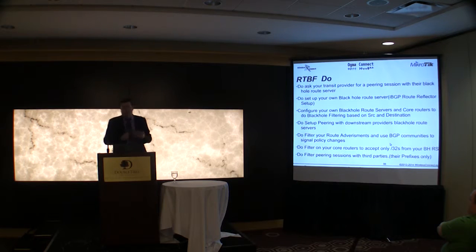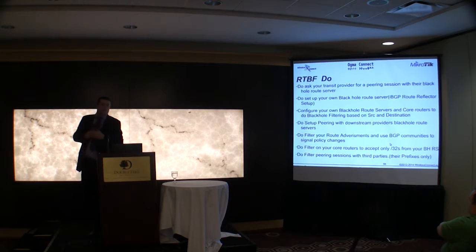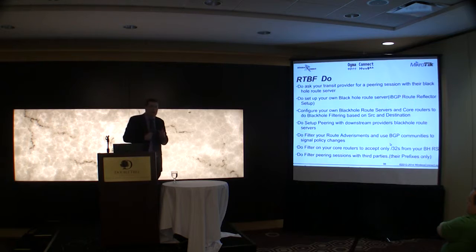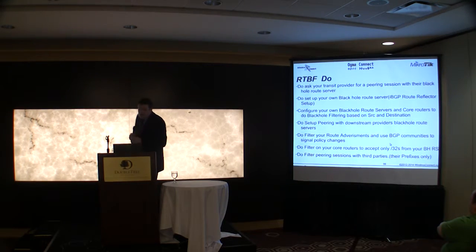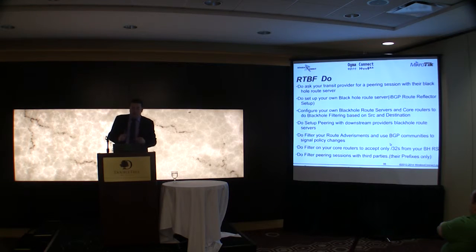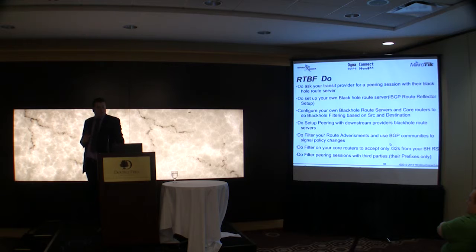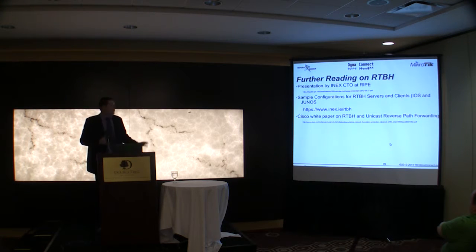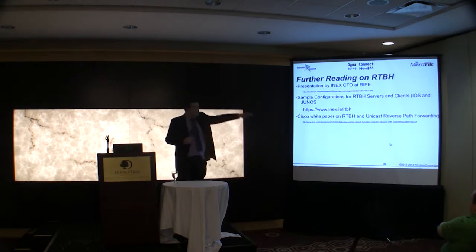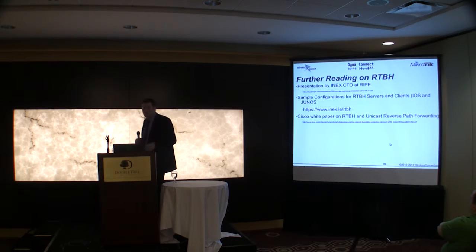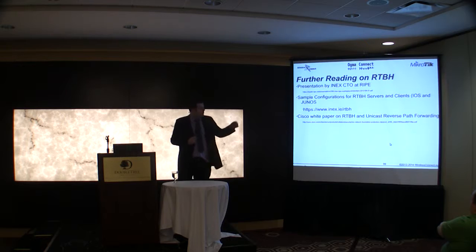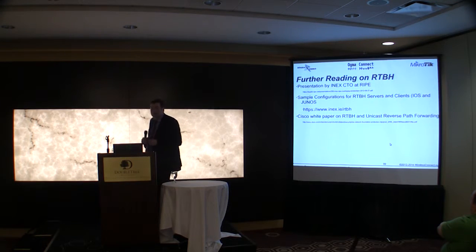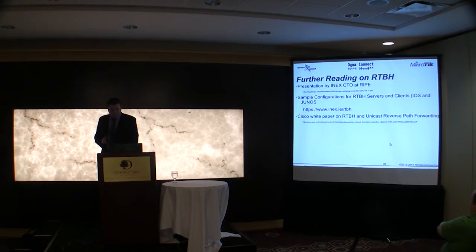You can limit it to only /32s, or if someone's getting really hammered, you probably will have to relax that from /32 to /25. Okay? And do filtering sessions, do peering sessions with third parties, their prefixes only. What else? If there's more reading, from INEX there was a very good white paper on it, and there's a very good Cisco white paper on unicast reverse path forwarding and remote triggered black hole routes.